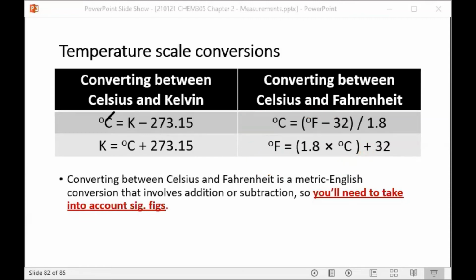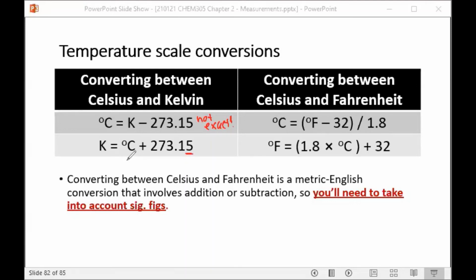When you're converting between Celsius and Kelvin, or Kelvin and Celsius, it's also an addition or subtraction problem. So 273.15 is not exact. So you have to pay attention to the precision of both your measurement, as well as if your measurement is more or less precise than out to the hundredths place. Because we use 273.15, it goes out to the hundredths place. None of your answers here should go past the hundredths place.